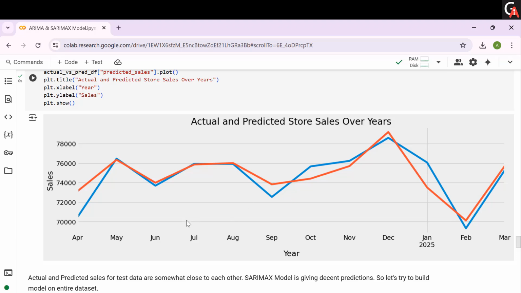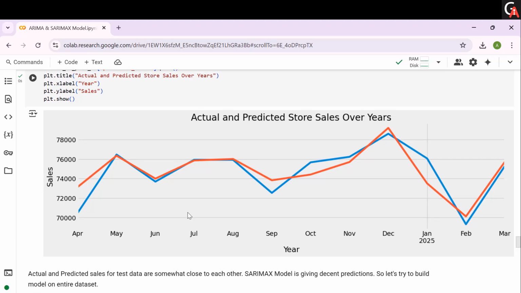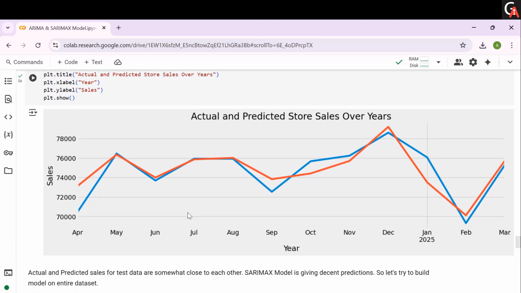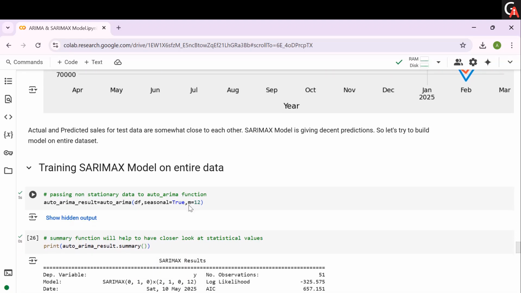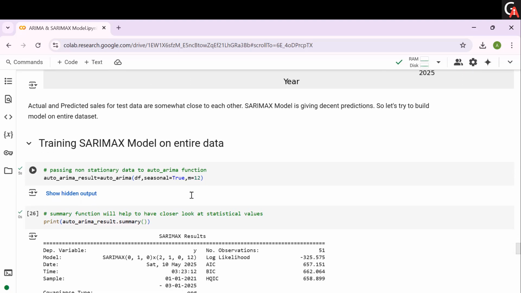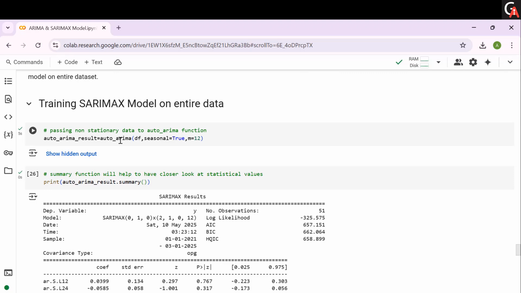So we have tried the SARIMAX model on the training data. Now we'll try to build it on the entire data set, and then we'll see the predictions for the next 12 months, from 2025 March onwards. I have used the ARIMA function again so that we'll get the values for the non-seasonal and the seasonal order.